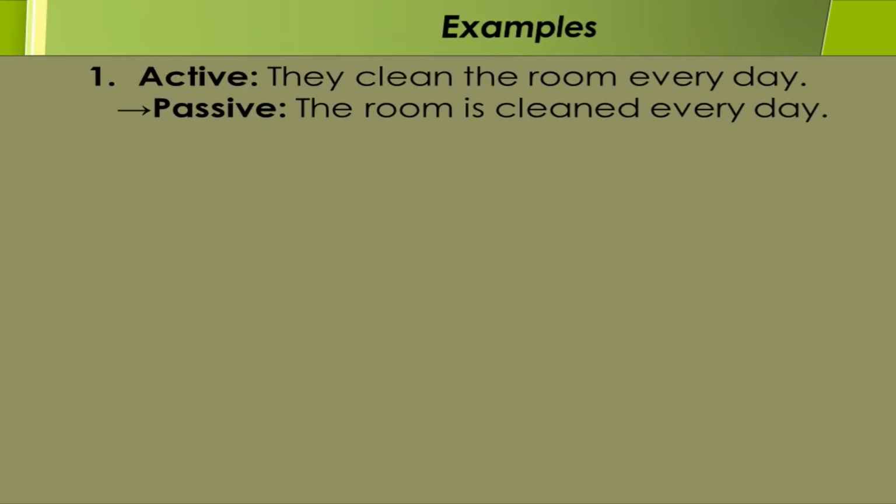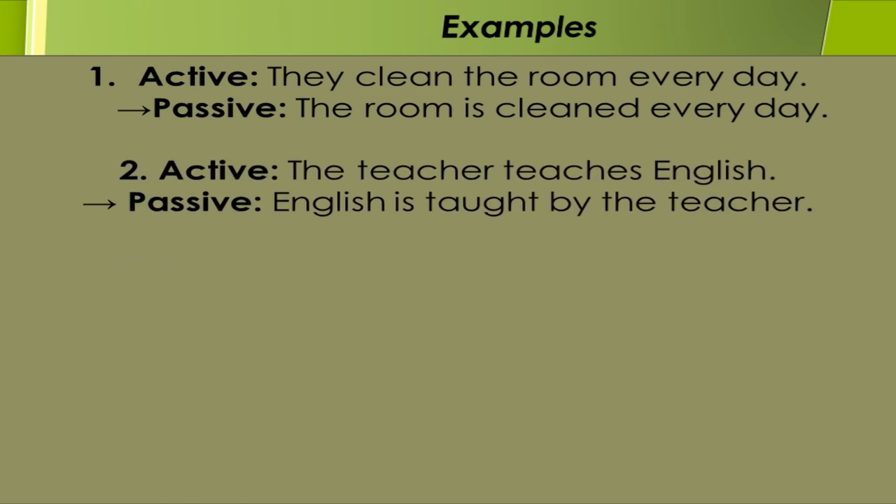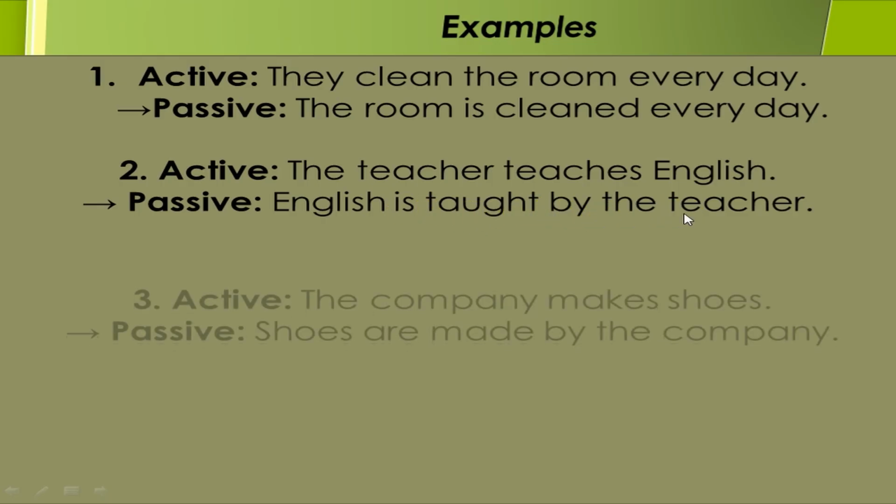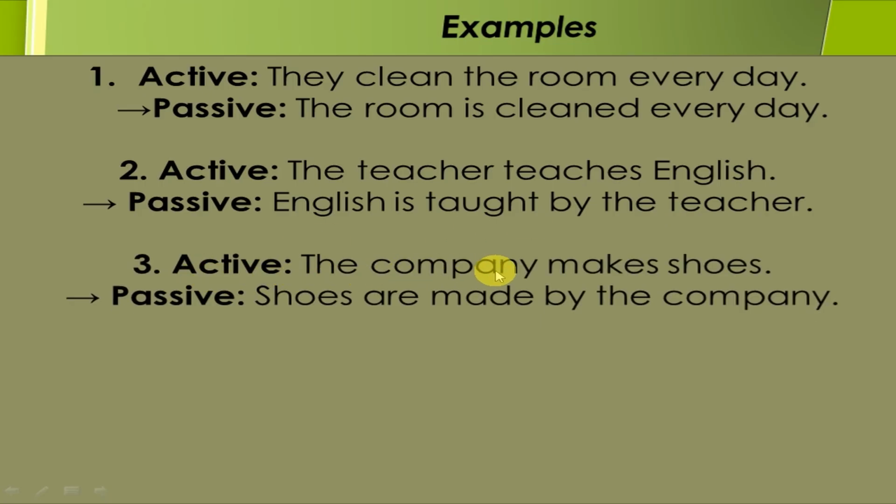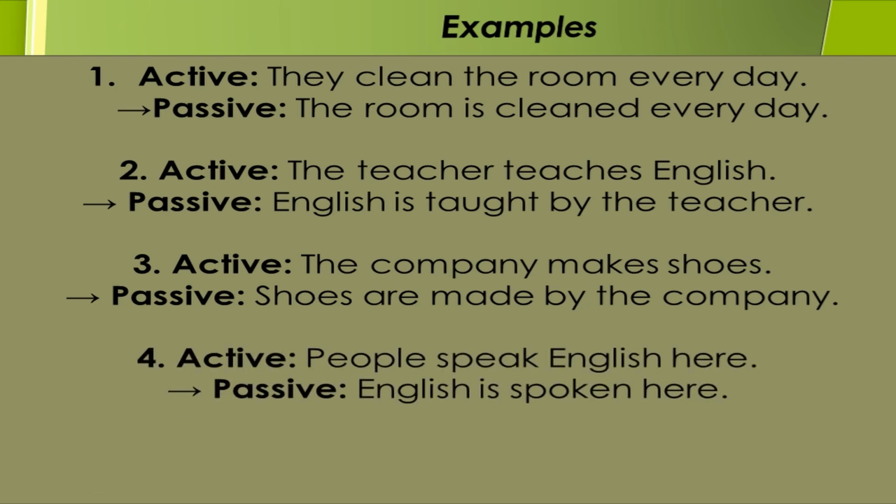Examples. In active, we say they clean the room every day. And in passive, we say the room is cleaned every day. In active, we say the teacher teaches English. In passive, we say English, the form of to be, is taught, past participle, by the teacher. In active, we say the company makes shoes. In passive, we say shoes are made by the company. In active, we say people speak English here. In passive, we say English is spoken here.